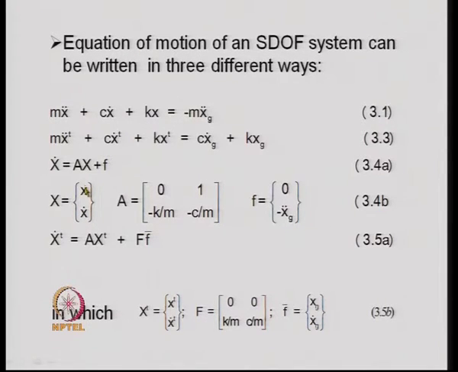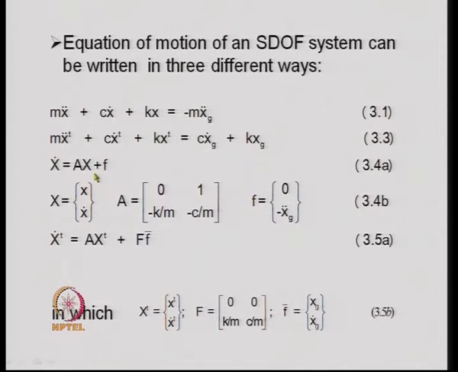Therefore, we take x and x dot as the quantity of interest together, represented by a vector called a capital X vector. This denotes the state of the system. If we write down the equation of motion in the form of this new state variable X, then the equation takes this form: X dot is equal to AX plus F. If we look at this equation, we see that this is a first order differential equation rather than a second order differential equation.